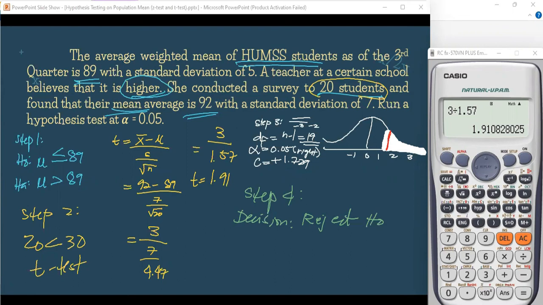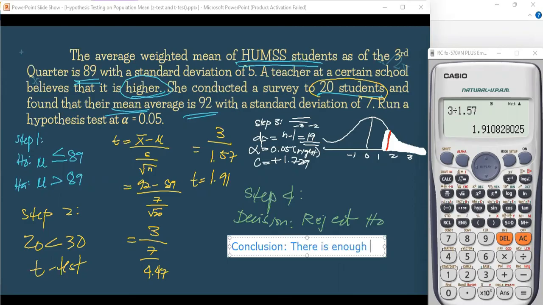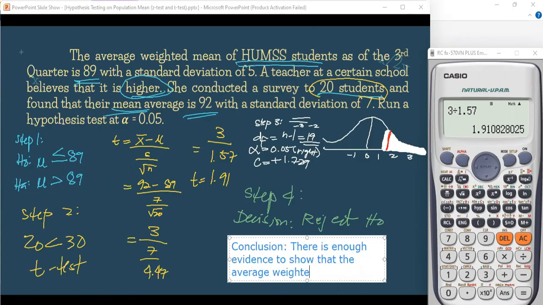So for our conclusion, let's just type it. So for our conclusion, there is enough evidence to show that the average weighted mean of Bloom's students as of the third quarter is, we need to reject the H0 and we need to accept the HA, is more than or pwedeng greater than 89.